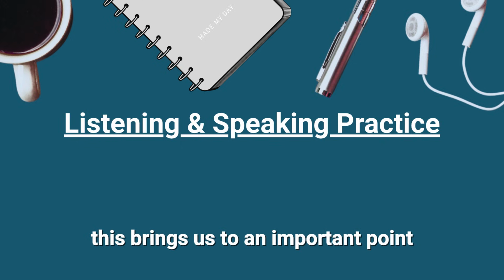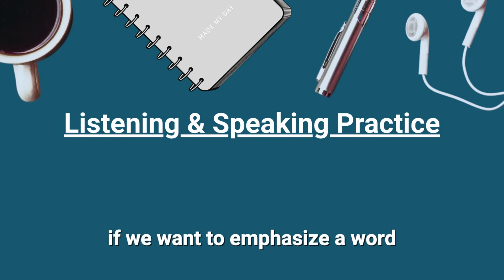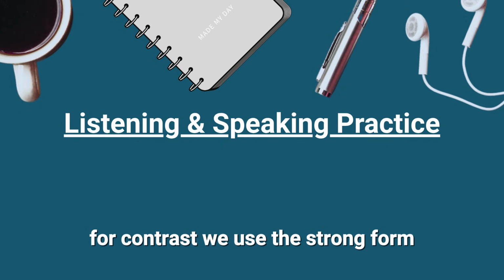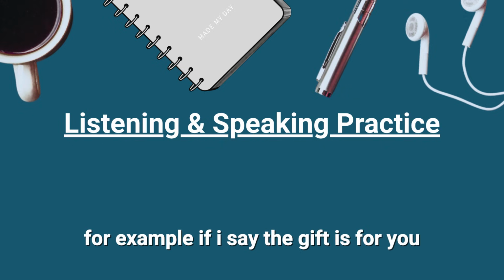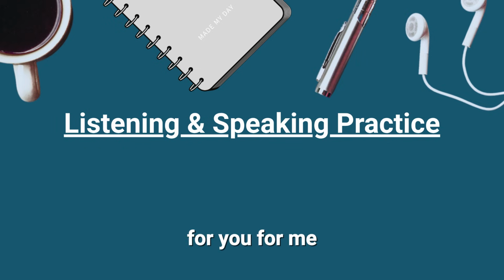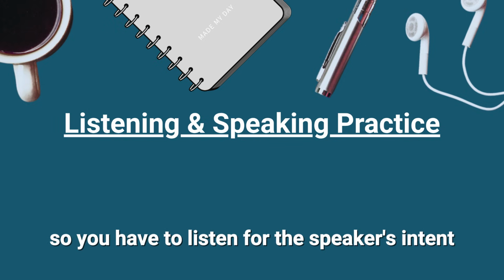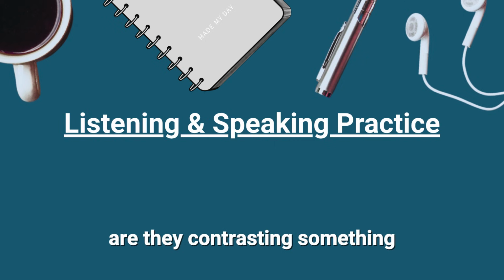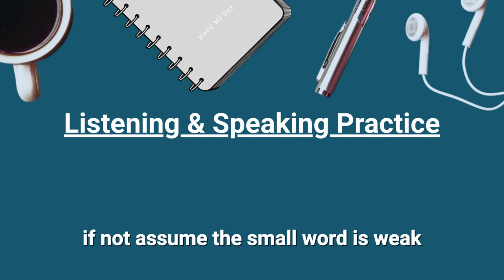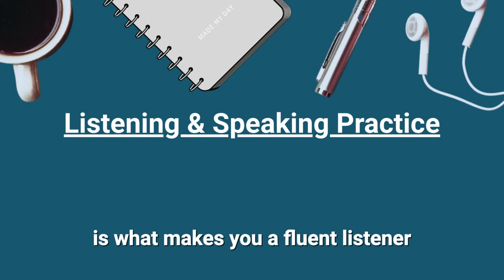This brings us to an important point. Weak forms are used for unstressed words. If we want to emphasize a word for contrast, we use the strong form. For example, if I say, "The gift is for you, not for me," then I will pronounce for strongly. For you, for me. But normally, it's for me is it's for me. So you have to listen for the speaker's intent. Are they contrasting something? If not, assume the small word is weak. This ability to predict is what makes you a fluent listener.